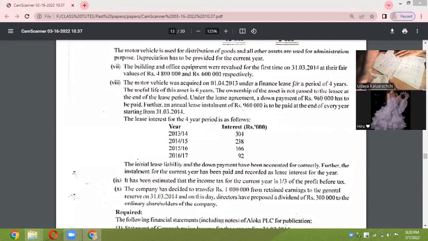This is very important. Here, the lease period is 4 years, but the useful lifetime of the asset is 6 years. Look at this. This is very important. The ownership of the asset is not passed to the leasee at the end of the lease period.